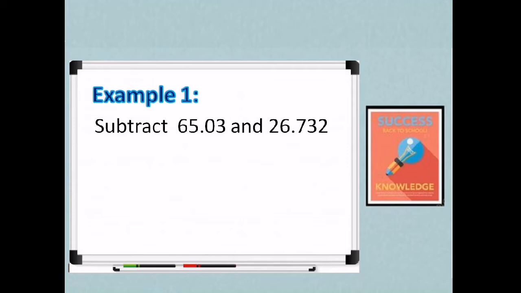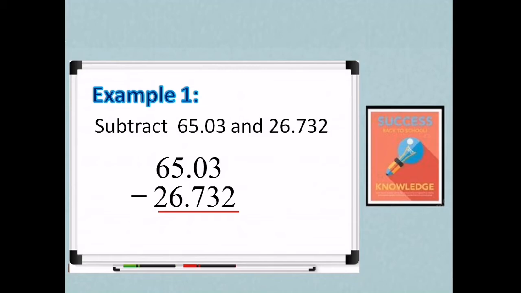Example 1. Subtract 65 and 3 hundredths and 26 and 732 thousandths. We can write it as 65.03 and 26.732. Again, please observe the alignment of the numbers based on its corresponding place values. Kung mapapansin nyo, ang katapat ng 3 ay 3, 0 ay 7, and so on. And then doon sa thousands place, pwede tayo mag-add ng 0 para may katapat yung 2. Now, we will be subtracting the given from right to left.